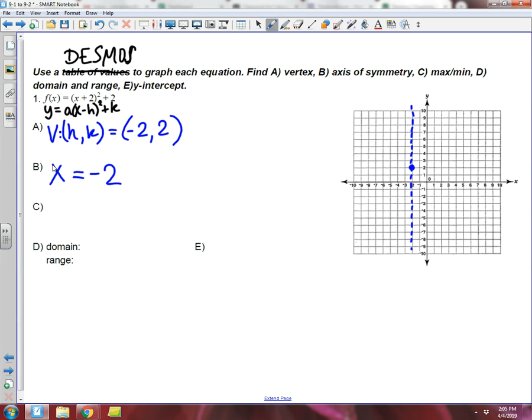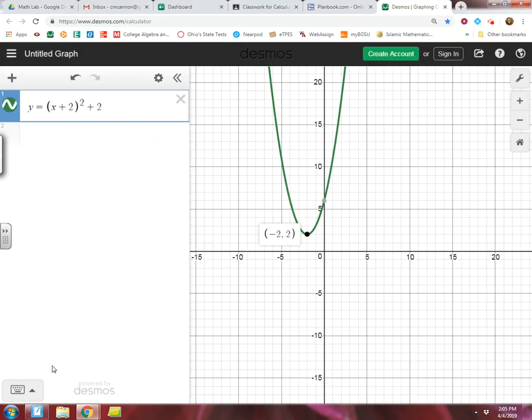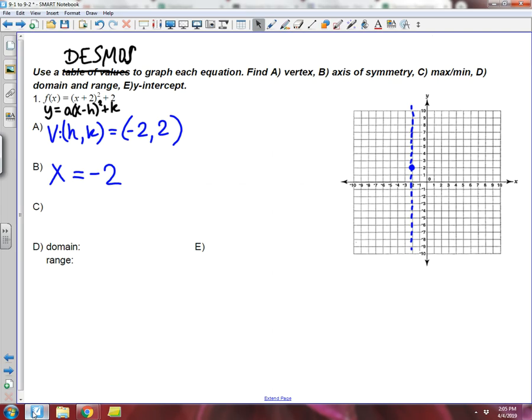Next question. Is there a max or a min? Everybody is in agreement that this thing has a minimum point, a lowest point. So we're going to write a min in here.